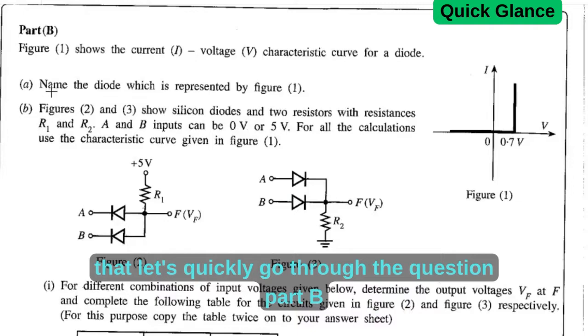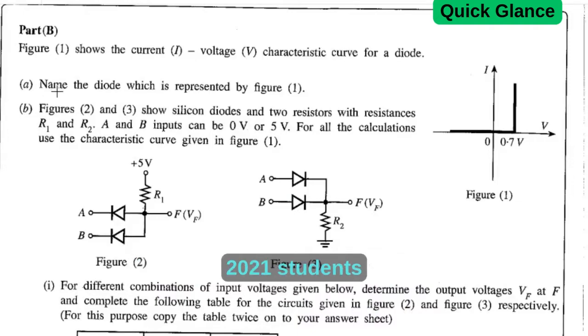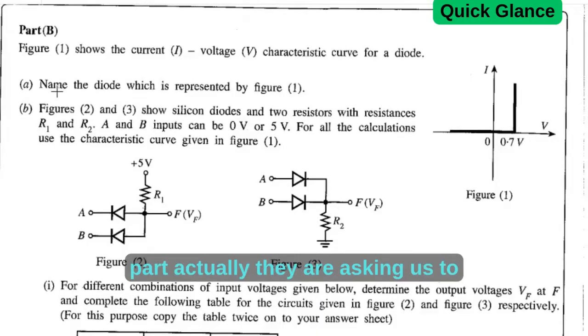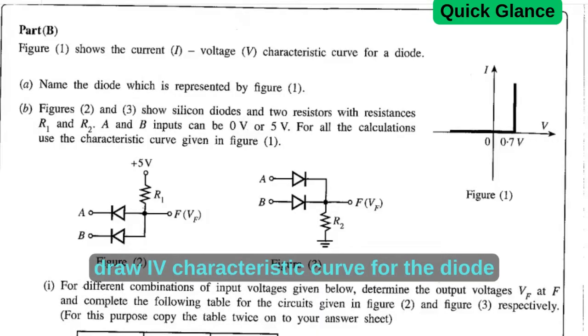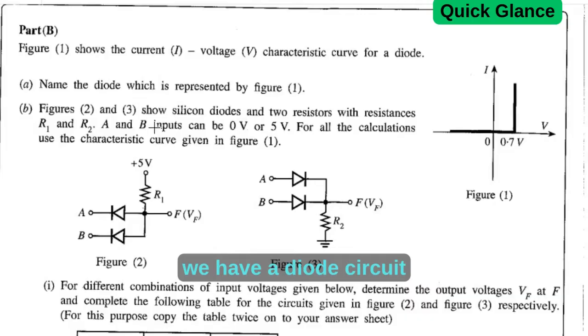Let's quickly go through the question, part B actually. So electronics essay question 2021. Students, in the first part actually, they are asking us to draw the IV characteristic curve for the diode and write down the diode. And of course then we have a diode circuit and we have to find the output values here.